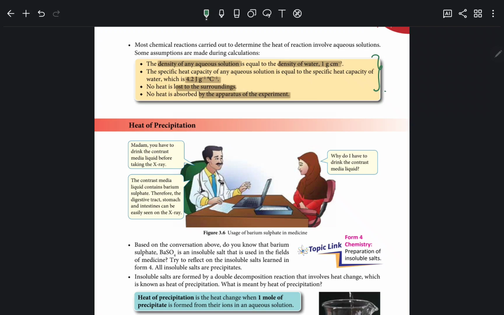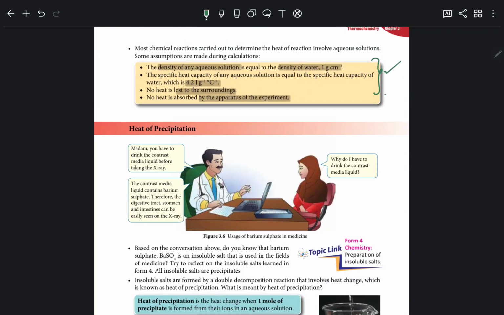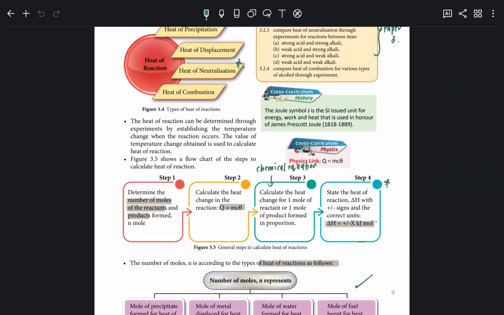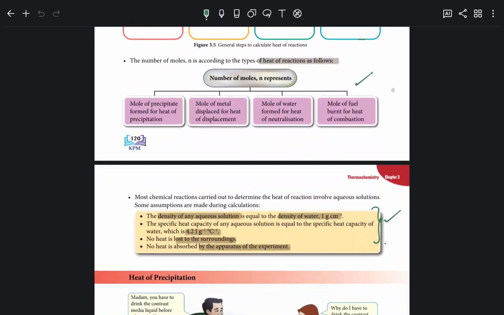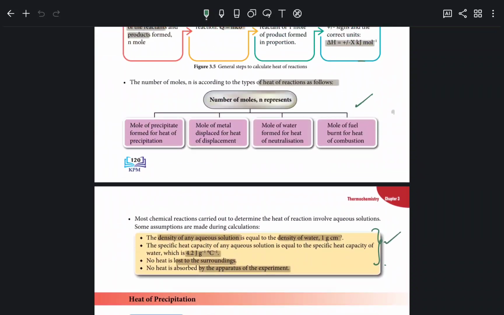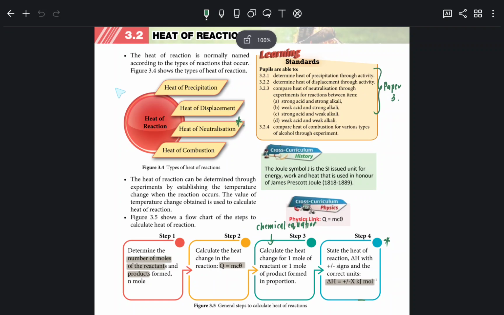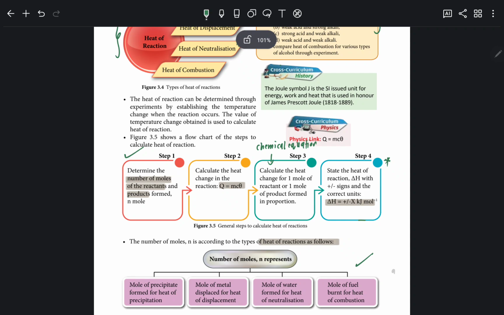Okay, you can ask me, will this be asked? Okay, up until now I have not found any question related to these assumptions, either in paper 1, paper 2 or paper 3. I have never found one. So just read, it's just like an introduction. Understand? So I think that's all for the early introduction to this subtopic, these two pages, 120 and 121 up to here. What we want to highlight in this video is that we have 4 types of heat of reaction and I want to highlight the process.